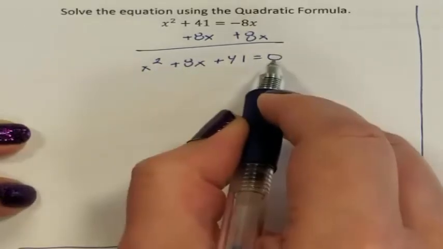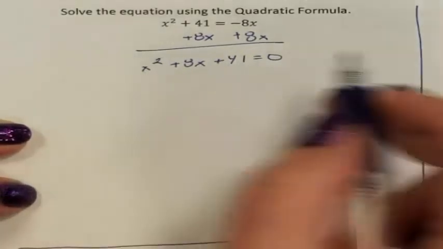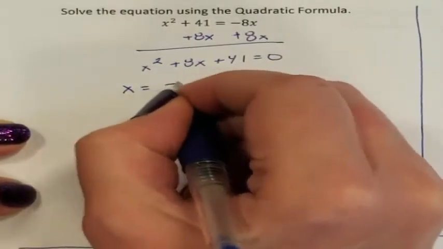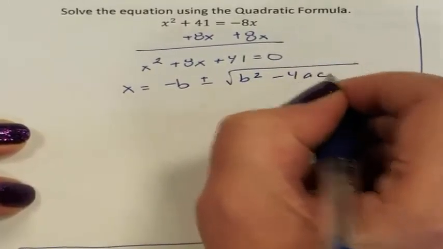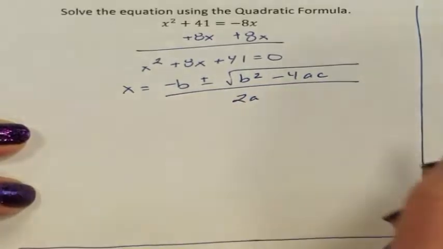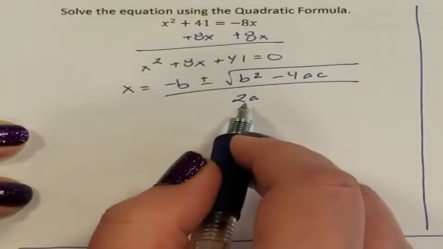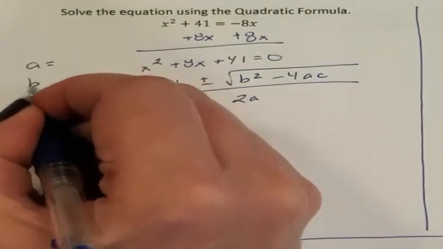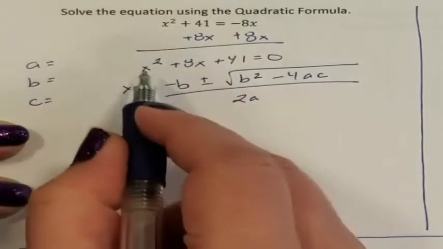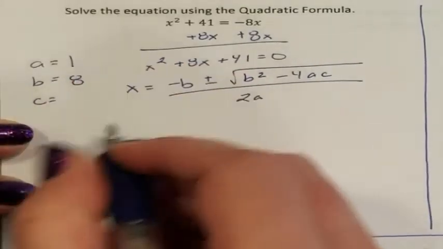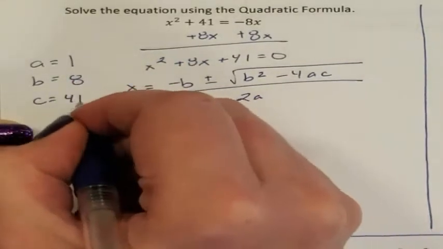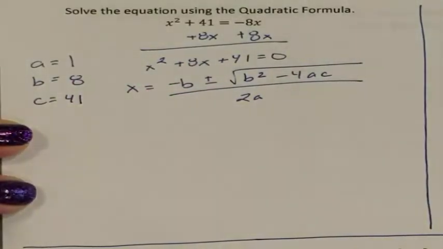Now that it equals 0, and I have x squared, x, non-x, I can use x equals negative b plus or minus the square root of b squared minus 4ac all over 2a. But to be able to use the quadratic formula, I need to identify my ABCs. A is the number in front of x squared, it's 1. B is the number in front of x, it's 8. C is a lonely number with no letter, it is 41. I'm going to go ahead and rewrite it with my colors.